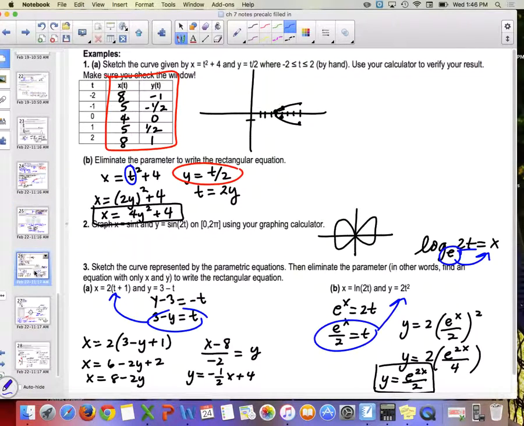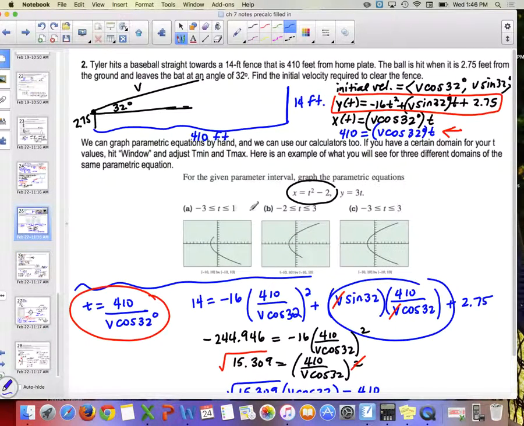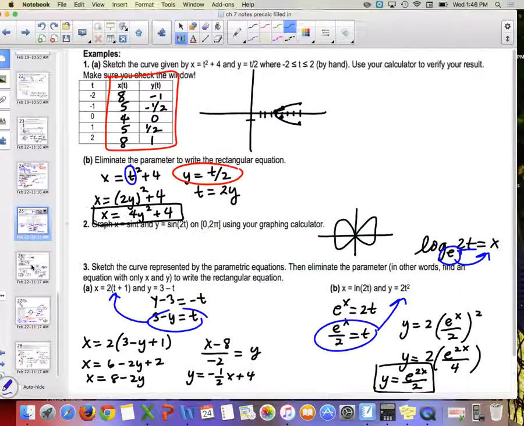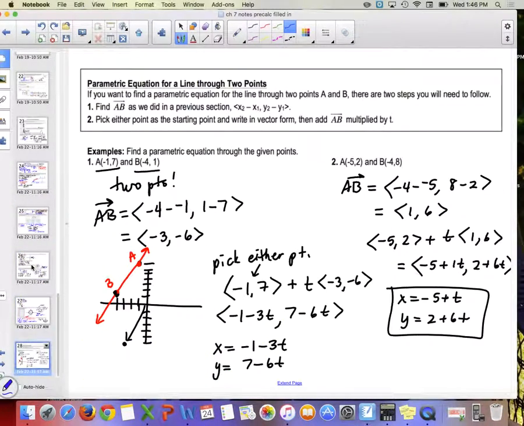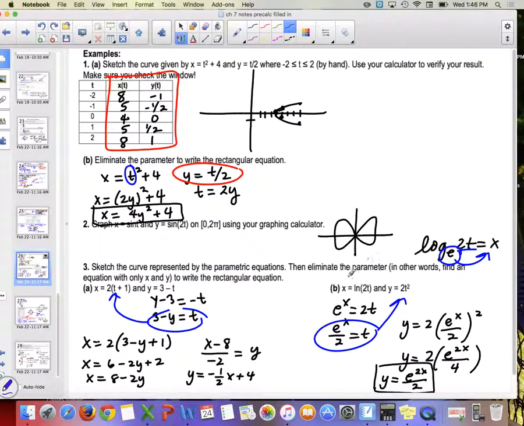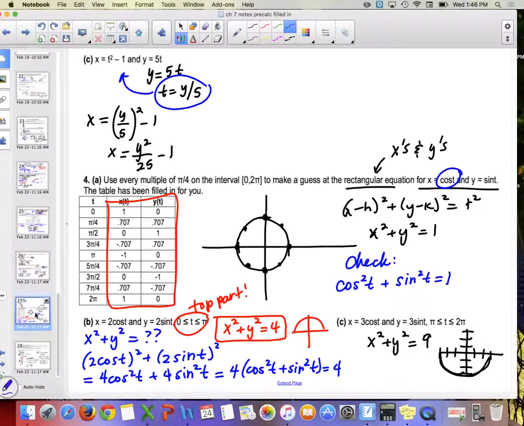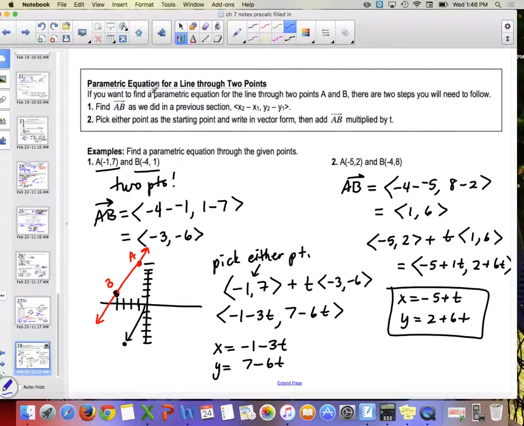I also want you to know how to graph things on your calculator using different t-mins and t-maxes. Are you able to do that on your calculator? Can you eliminate a parameter? Probably not for the natural log type things, but can you do it for this type of stuff? Yeah, you can do that. I totally trust that you can handle that. And then kind of know the formulas if you have sines and cosines, that's going to be a circle, and decide if you have the whole circle or part of the circle, and then know how to find the parametric equation through a given point, okay?